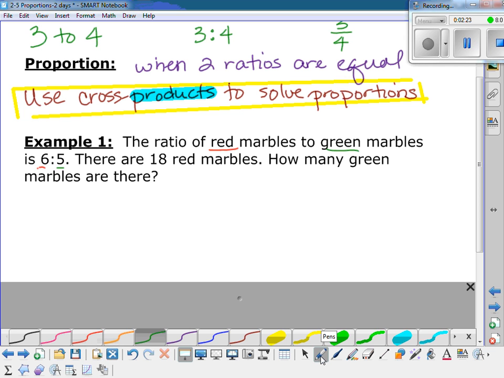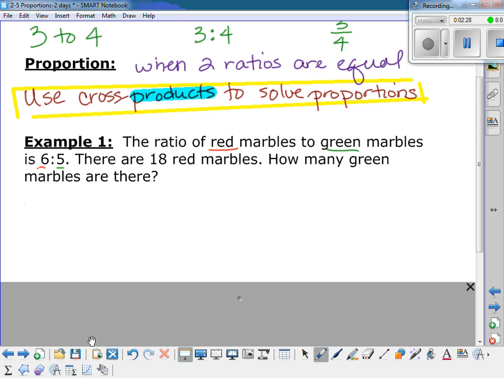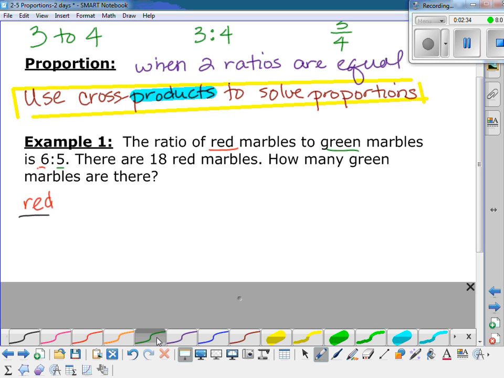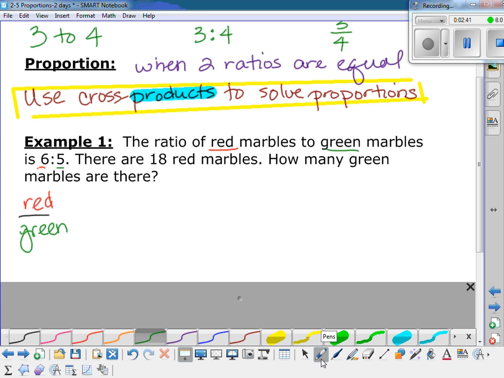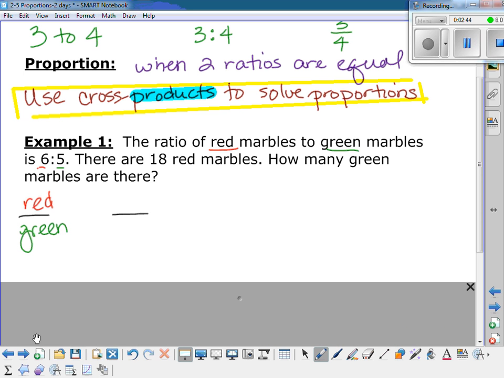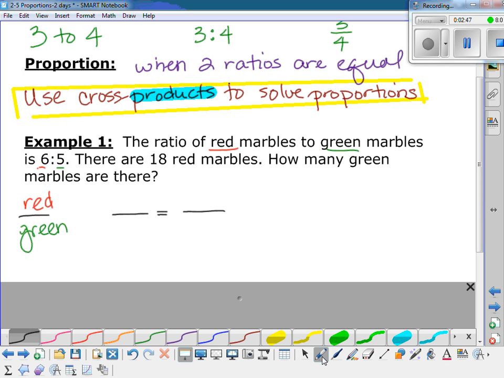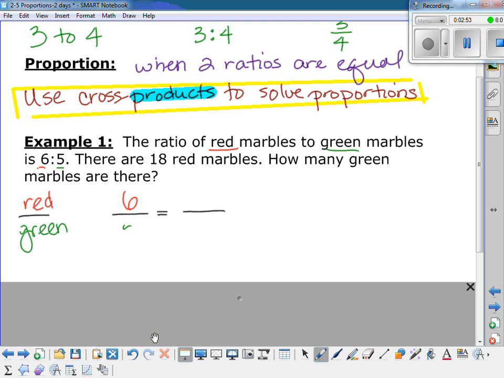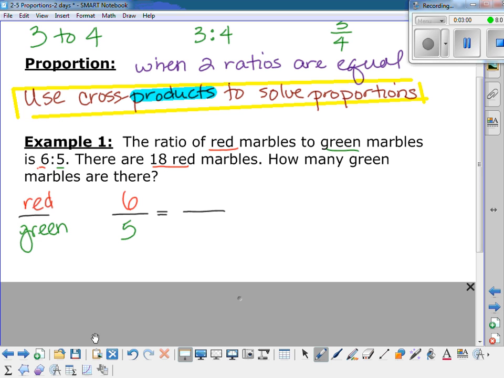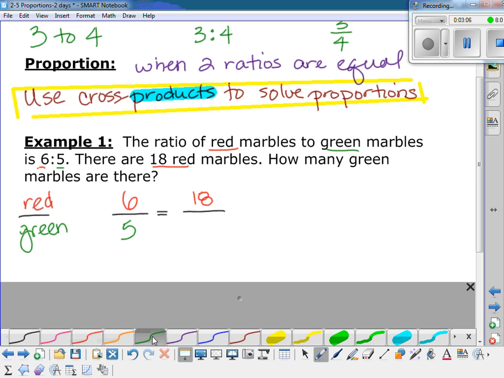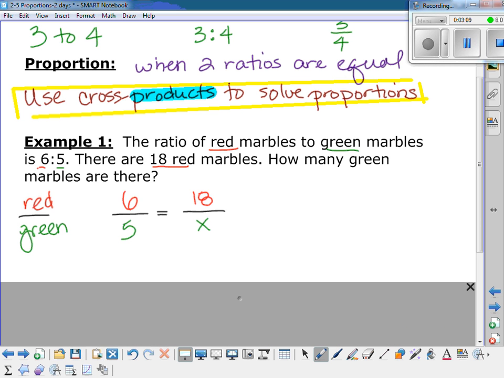So when you're setting up your proportion, we're going to use the ratio, red to green. Red is going to be on the top part of the fraction, and then the amount for green would be on the bottom. So you want to be consistent. Anything pertaining to the red always has to be on top, and anything pertaining to the green has to be on the bottom. So the ratio we said was 6 to 5, so I'll put a 6 on top and a 5 on the bottom. Then I told you that there were 18 red marbles, and because it pertains to the red, that has to go on the top of the fraction. How many green marbles are there? I don't know, so I'm going to use an X to represent the number of green marbles.